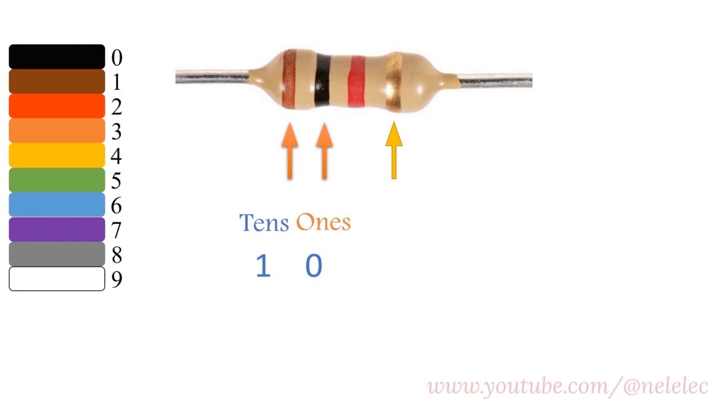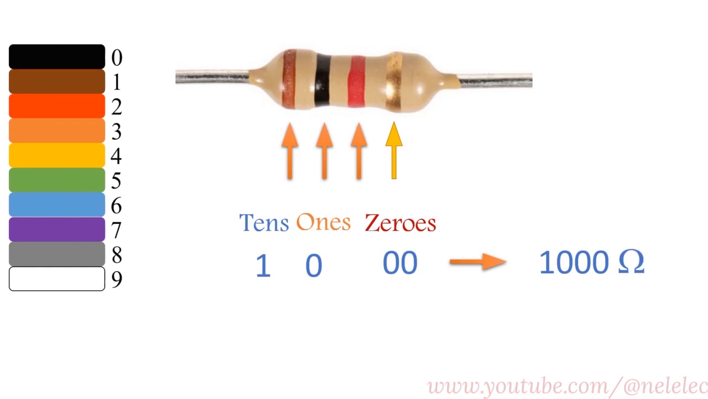Lastly, the third band determines the number of zeros that come after these 2 digits. In our example, the third band is red in color, which has the code 2. Therefore, we need to add 2 zeros to the right of the 2-digit number we've noted earlier. As a result, the resistance value in this example is 1000 ohms, equivalent to 1 kilo ohm.